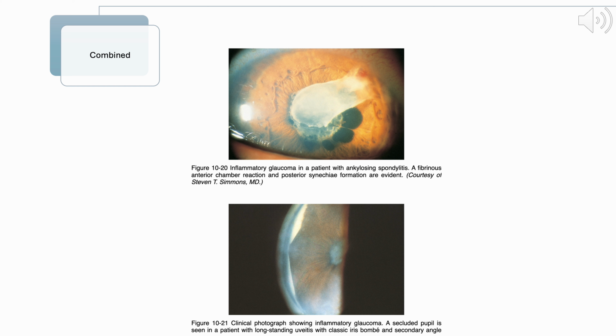The lower image highlights another complication, a secluded pupil with iris bombée. This occurred in a patient with long-standing uveitis, where synechia and pupillary block ultimately produced secondary angle closure. These pictures reinforce how chronic inflammation can directly remodel the iris-lens interface and cause glaucoma.